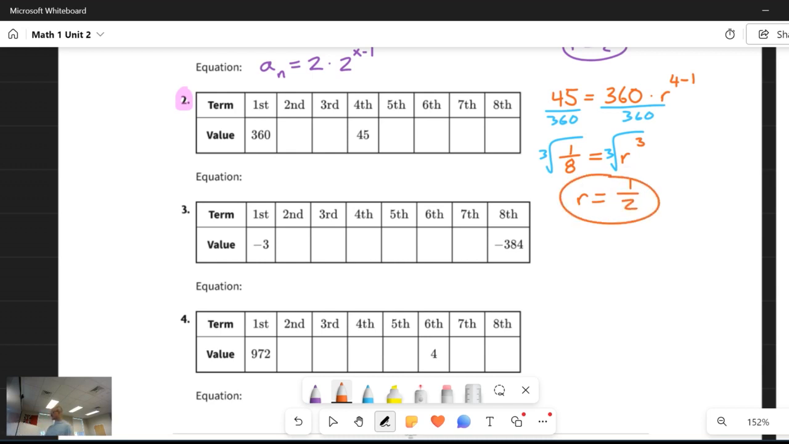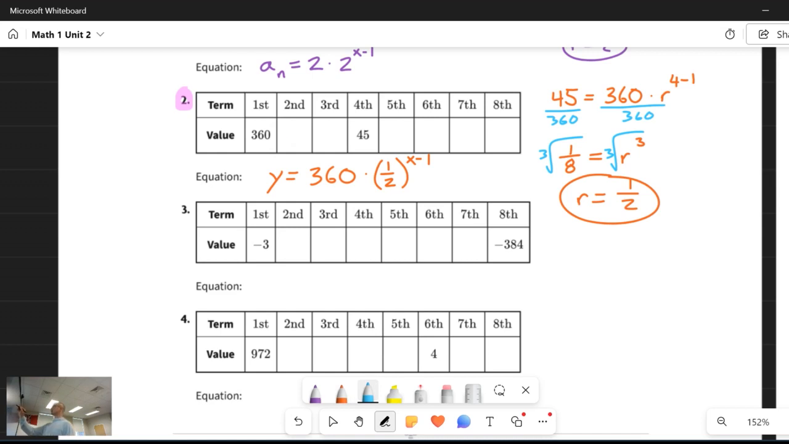As always with mine, I circle things that are important but not yet fully done. Looking at our equation, it's a of n, or y, equals 360, which is our initial value, times 1/2. I like putting my fractions in parentheses, all to the n minus 1 power. What we're doing is cutting everything in half. That's what our r is. So we start with 360 to go to the next term.